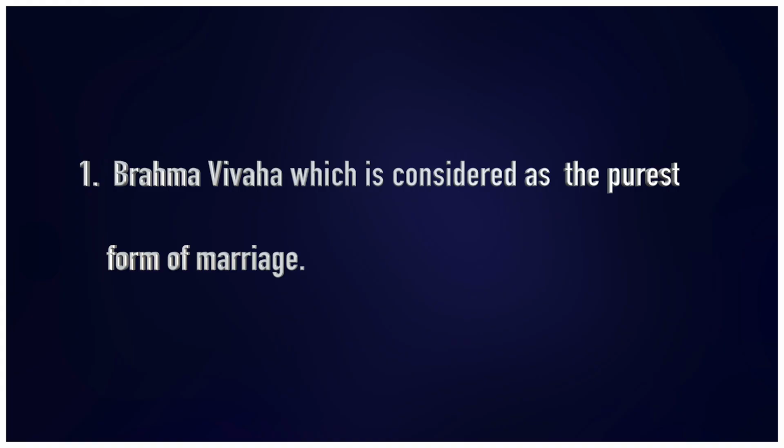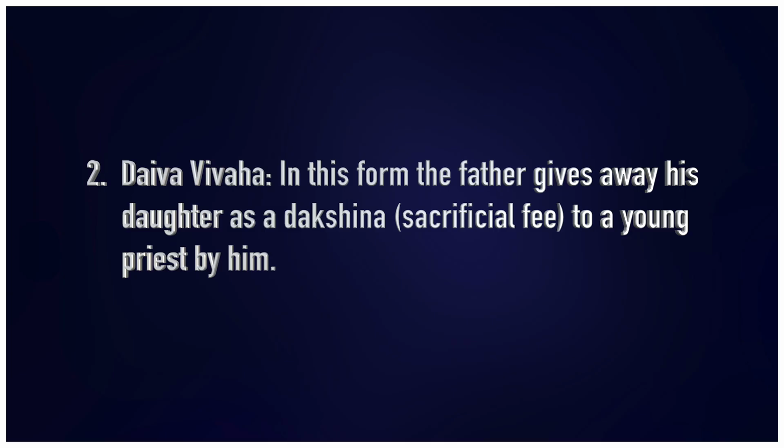Firstly, Brahma, which is considered the purest form of marriage. In this form of marriage, the father offers his daughter to a man of character and learning. Secondly, Daiva. In this form, the father gives away his daughter as a dakshina or a sacrificial fee to a young priest who officiates the yajna which is arranged by him.